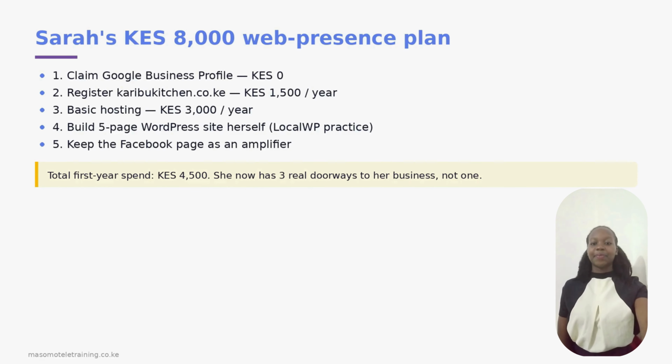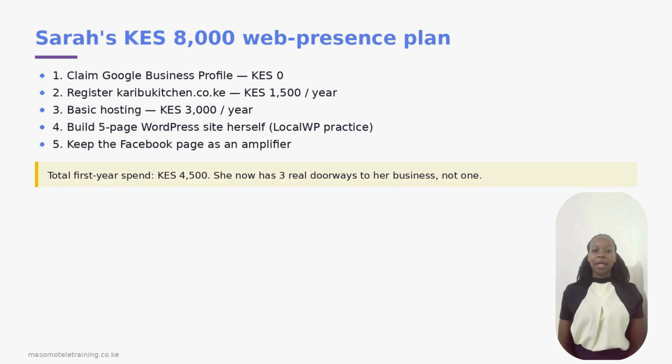Change to her cousin's advice. She now has 3 real doorways to her business, not one. Nyakinywa Kitchen has 3 too, and now they will compete on equal footing.